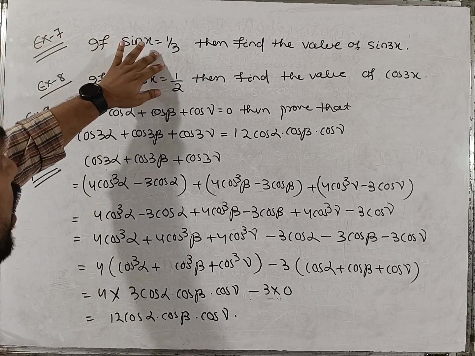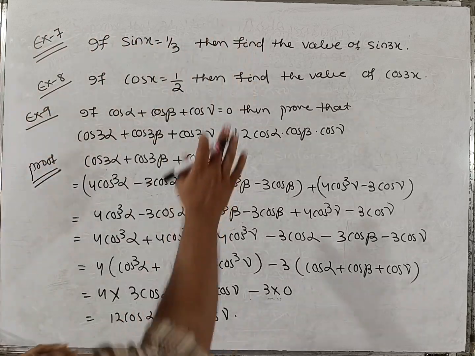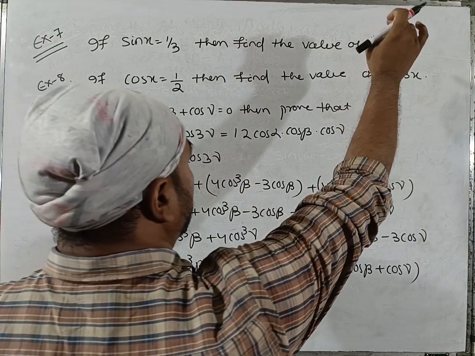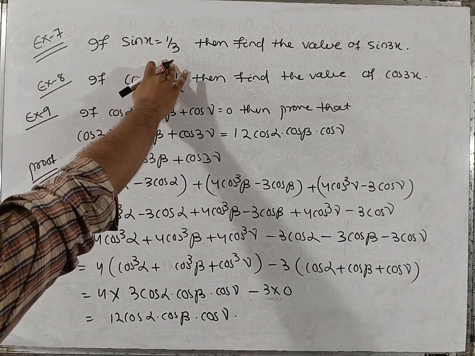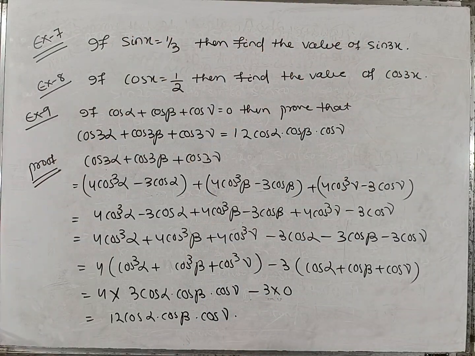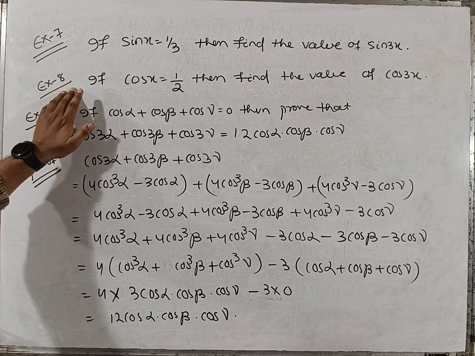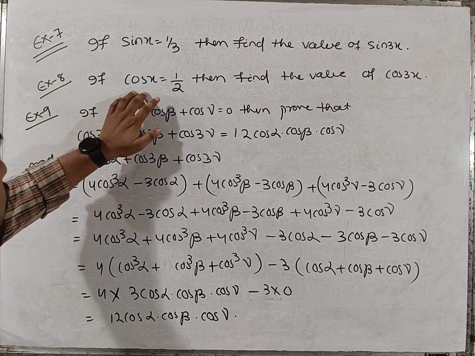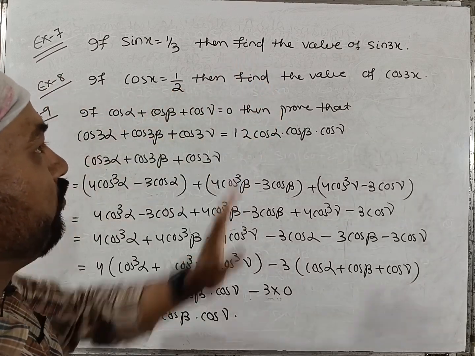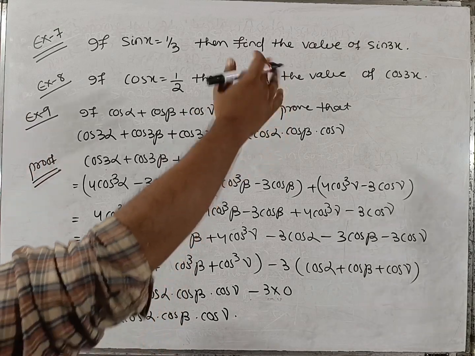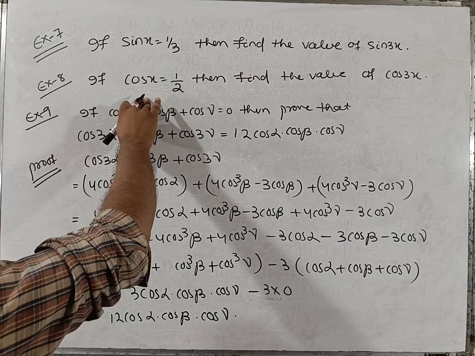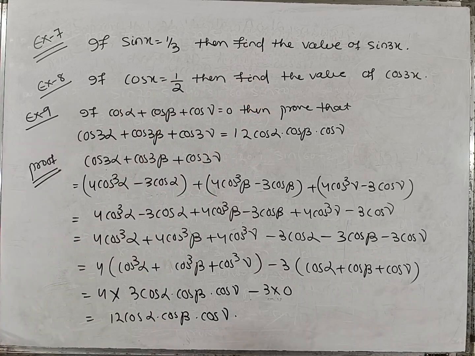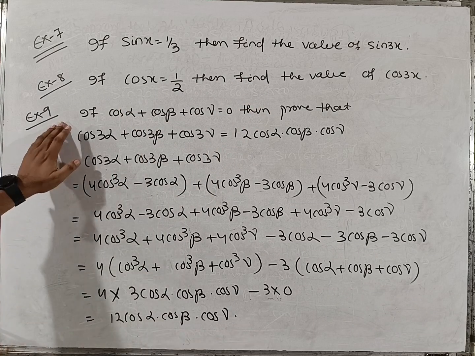If sin x is equal to 1 by 3, then you have to find the value of sin 3x. That means you have to put the formula for sin 3x, and then directly put the value of sin x equal to 1 by 3, and you can get the answer from that. In example number 8, it is given that cos x is equal to 1 by 2, then you have to find the value of cos 3x. Again you have to put the formula of cos 3x and directly put cos x as 1 by 2, then you can get the result from there.